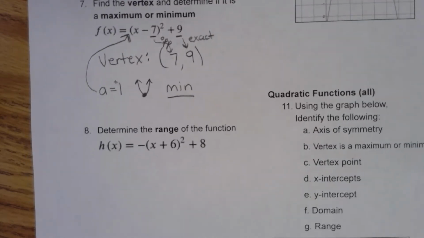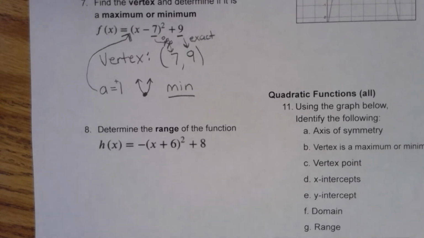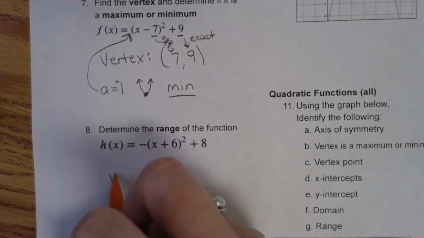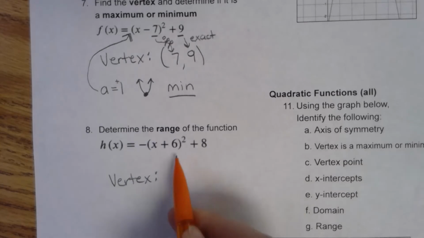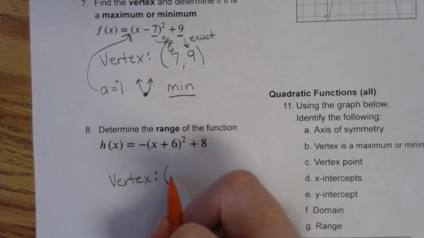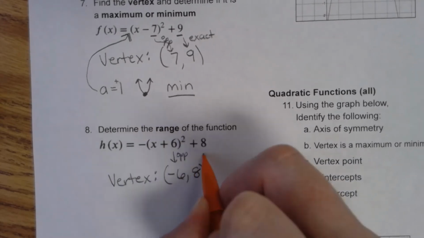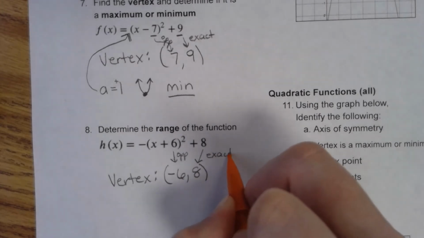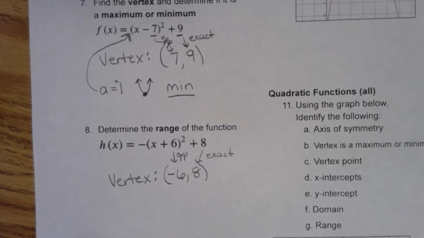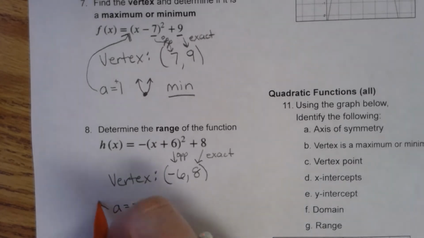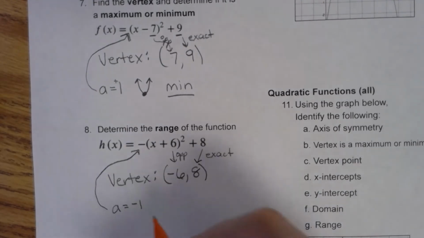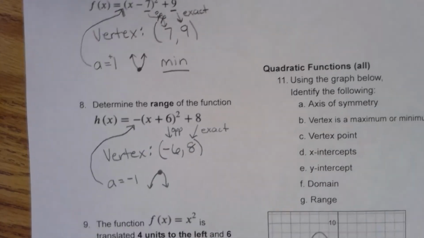Question number 8. We're going to determine the range of the function. In order to know the range of the function, it does help to know your vertex. So again, opposite and exact. So we're going to write down a -6 and an 8. Opposite of this one, exact of that one for your H and your K. It also will help to know, does this graph open up or down? So our A value is a -1. Here's where we're finding that. Because A is -1, it's going to open down. This will help me know which way our range values are facing.